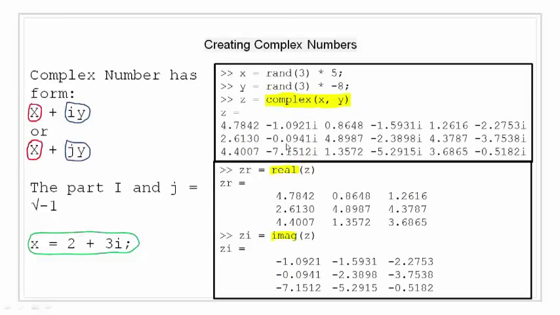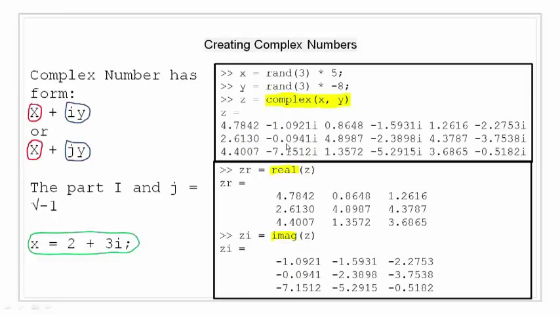There are two ways in which we can create a complex number. The first one, as encircled in green, is where we use the numbers directly with the imaginary unit i or j to create a complex number. So 2 plus 3i says that 2 is the real part and 3 is the imaginary part. The second way is using the complex function. In the complex function, we pass the real argument x and the imaginary argument y of the same size, and then the function returns the complex number.